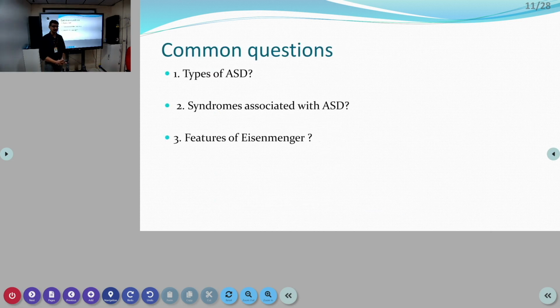Some of the questions which you encounter in ASD patient cases, they might ask you what are the types of ASD, and as I have already said before, you can mention ostium primum defects, ostium secundum defects, sinus venosus defects. Then what are the syndromes associated with ASD? Like I told you, Holt-Oram syndrome, trisomy 13, trisomy 18, and features of Eisenmenger, which is pulmonary artery hypertension, features of right heart failure once the patient goes into a reversal of shunt with cyanosis and clubbing.